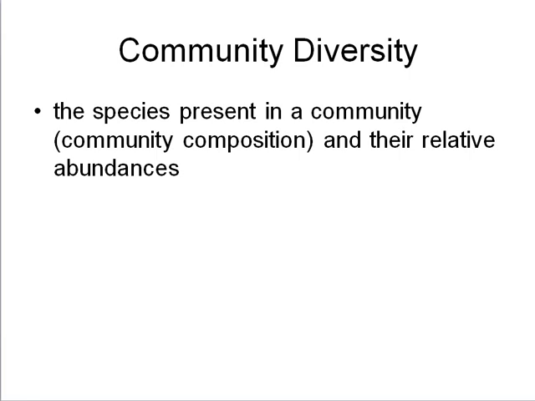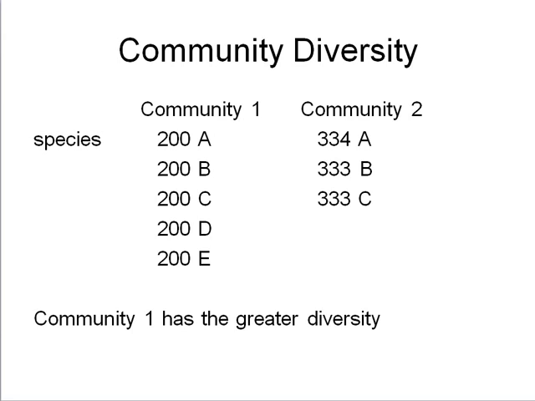In this second ecology screencast, let's switch from population dynamics to attributes of communities. Community diversity is a measure of how many different species are present in a community and the relative abundances of these species. Let's compare two communities with different diversities.